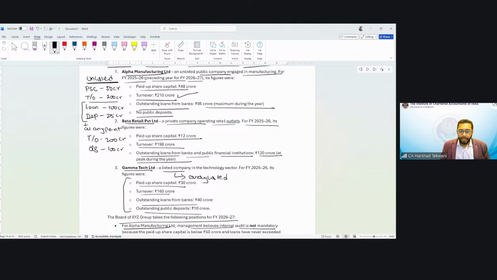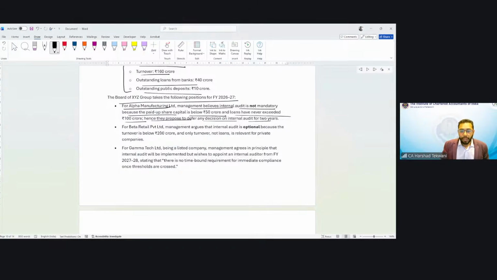Now, the question we have for the limited, very good question. The management agrees in principle that the internal audit will be implemented, but wishes to appoint an internal auditor from FY 27-28, stating that there is no time-bound requirement for immediate compliance once the thresholds are crossed. Sir, here there is no threshold for a listed company. Since it is a listed company, once it becomes listed, it is automatically applicable from the next financial year itself. There is no need to wait for another time bound.